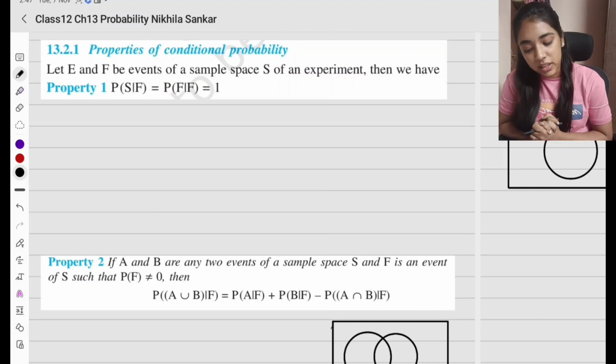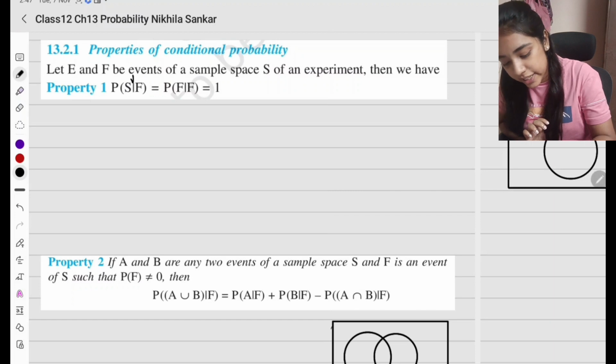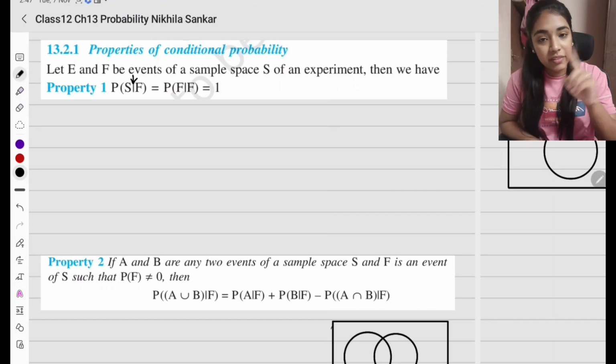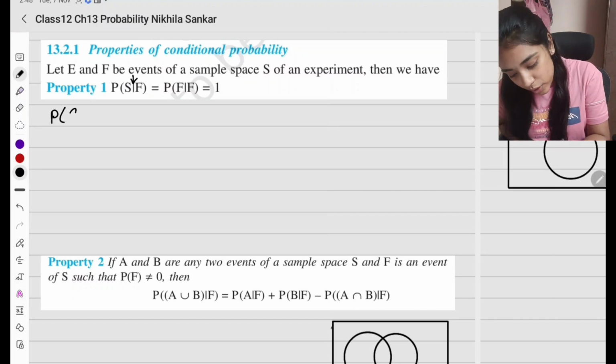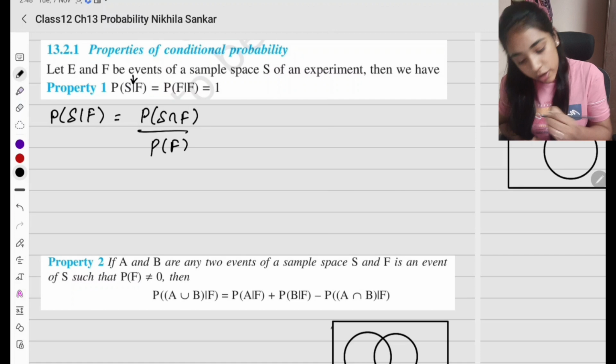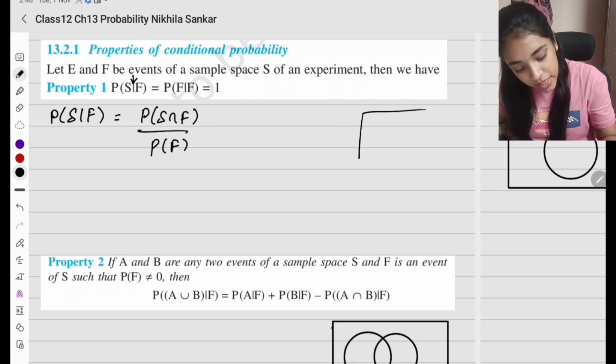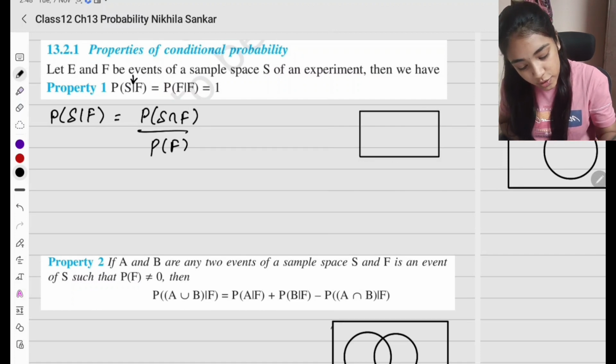In a property, let E and F be events of the sample space S. Then we have probability of S given F equals probability of F given F. Correct? Why? Probability of S given F is going to be probability of S intersection F divided by probability of F. Now, for example, I have my sample space. So this is going to be my sample space and I have some event F. So this is my F and this is my sample space.